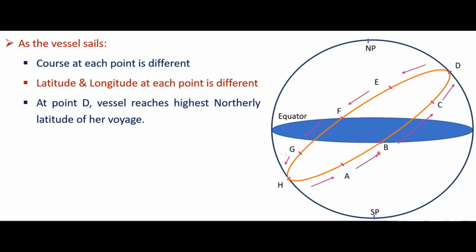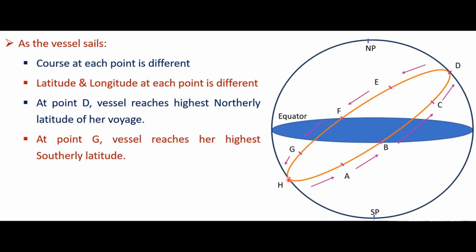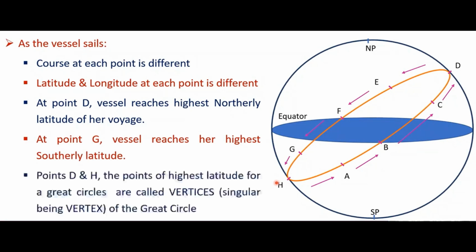And what do we see as far as coordinates are concerned? Of all the points along the great circle, point D is the point where the vessel shall reach the highest northerly latitude. And likewise, point H would be the point where the vessel shall reach the highest southerly latitude. These two points, D and H, where the great circle has the highest latitude, are the points referred to as the vertices of the great circle.